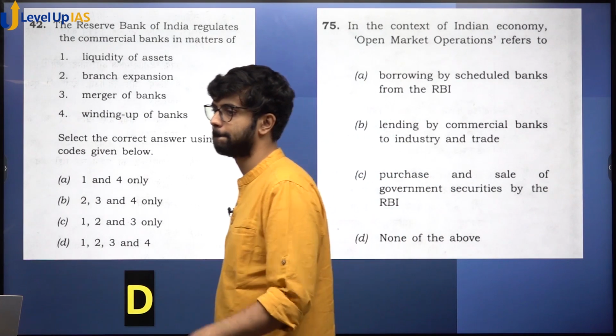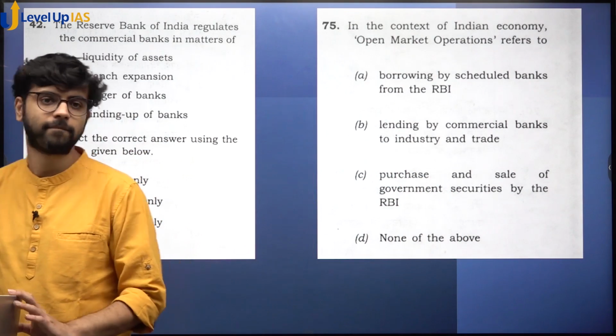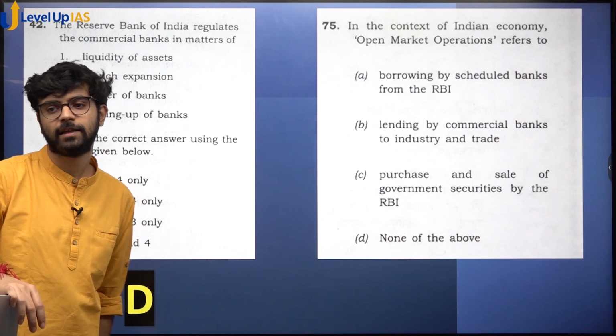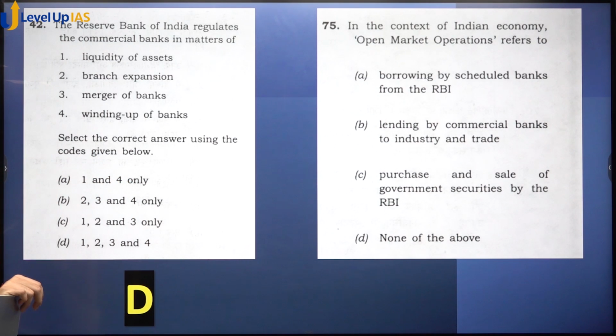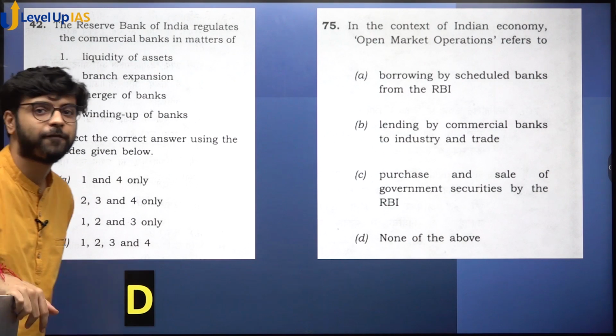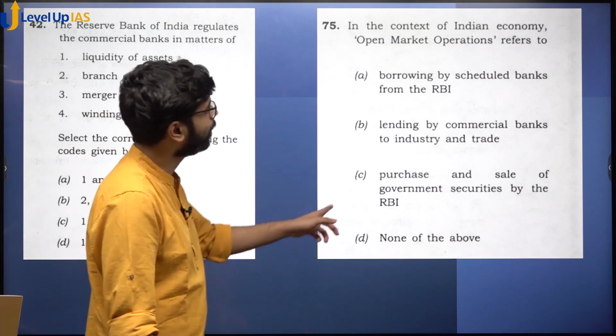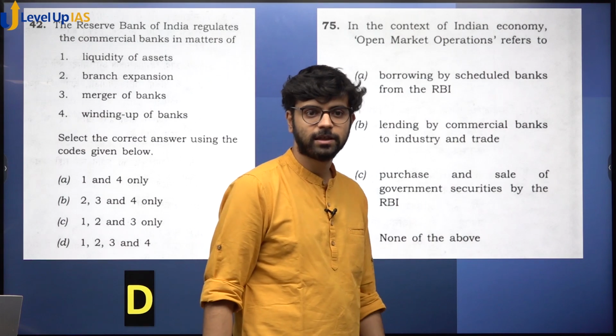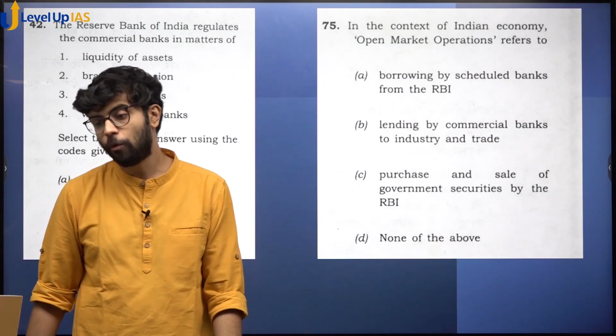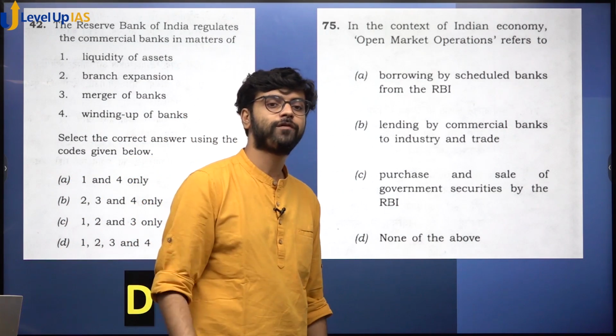Next. Very simple. Purchase and sale of government securities by the RBI from whom? From whom? Public. From public. This is open market operations, right? So now that you know open market operations, please make a note of this.